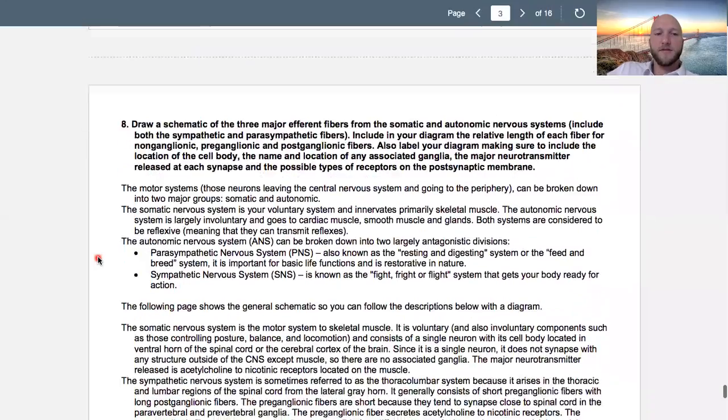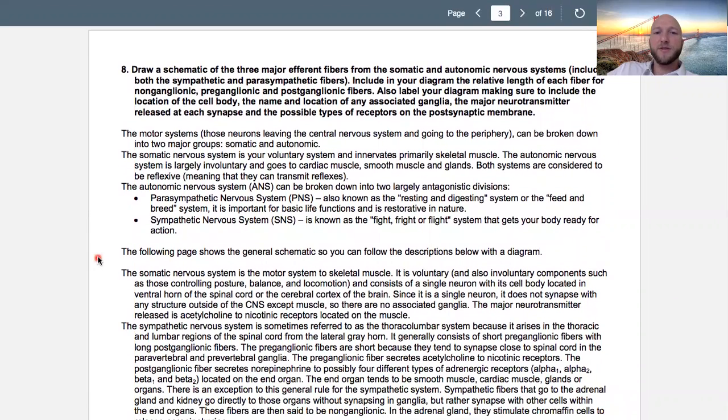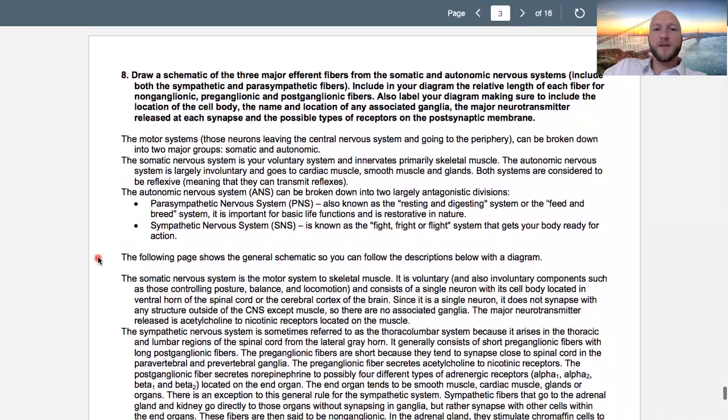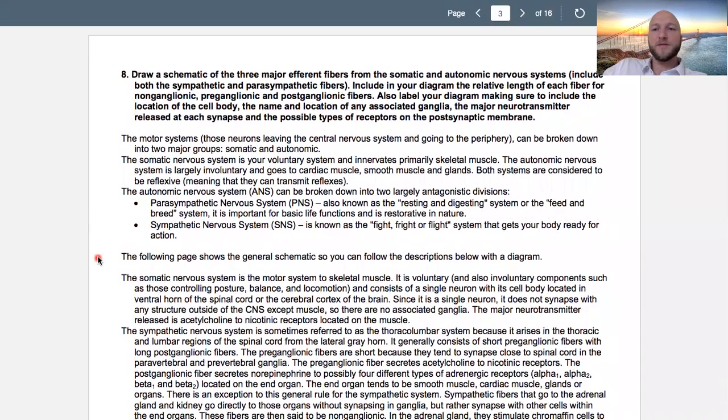All right, draw a schematic of the three major efferent fibers from the somatic and autonomic nervous system, including both sympathetic and parasympathetic fibers, including a diagram of the relative length of each fiber: the non-ganglionic, preganglionic, and postganglionic fibers. Also label the diagram, making sure to include the location of cell bodies, name the location of any associated ganglion, the neurotransmitter released from each synapse, and possible types of receptors on the postsynapse.